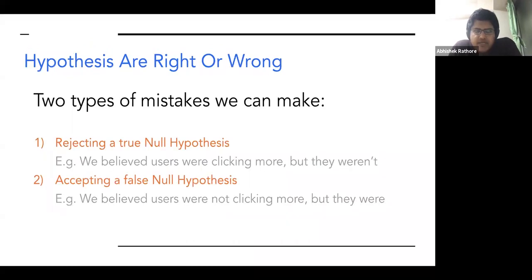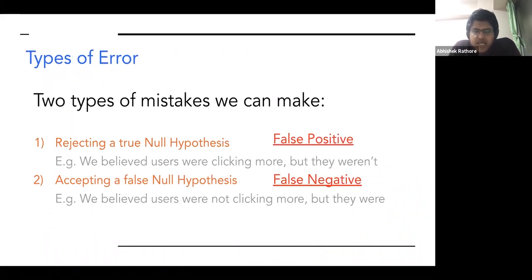I believe at this point of time, there are 2 types of mistakes that we can make. We can either reject a true null hypothesis, or we can accept a false null hypothesis. In science and statistics, these 2 errors are called false positives or type 1 errors, and false negatives or type 2 errors. How should we avoid these?